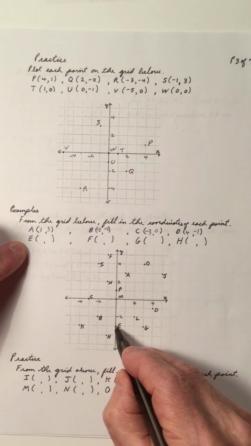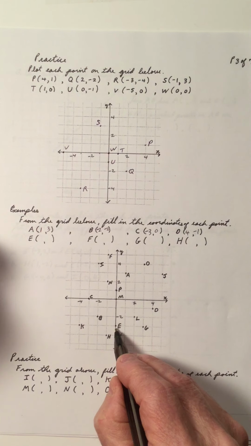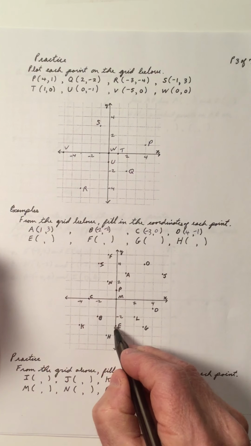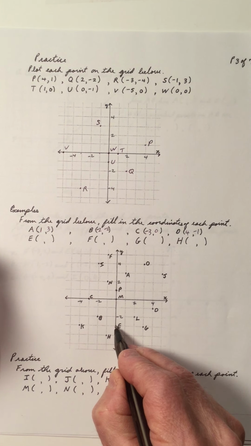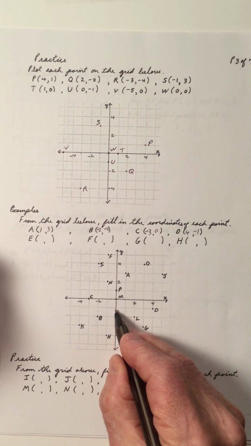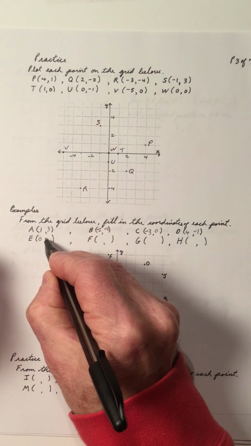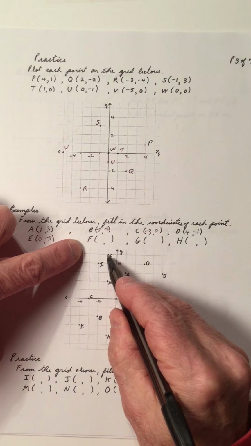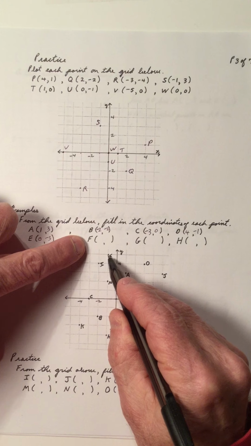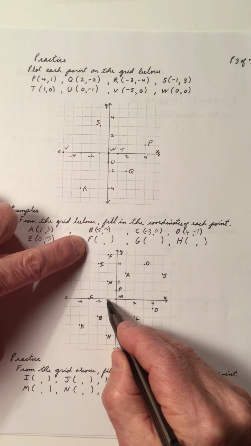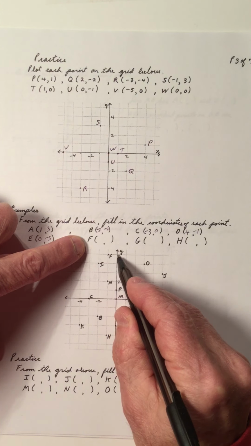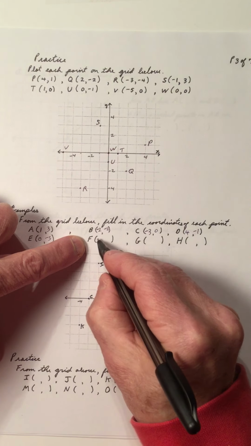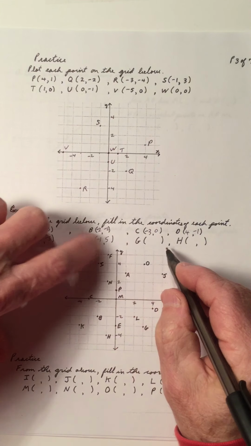E is right here. So E, X is 0, and Y is 1, 2, 3, negative 3. 0, negative 3. F is right here. So F, let's go down to the X. F is negative 1. Y is, as you can see, 4. Y is 5. Negative 1, 5.